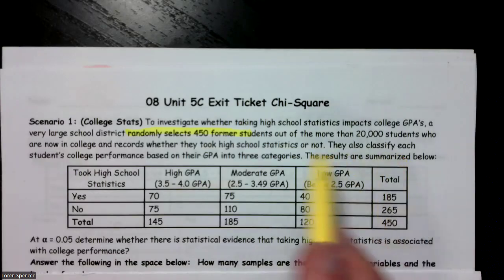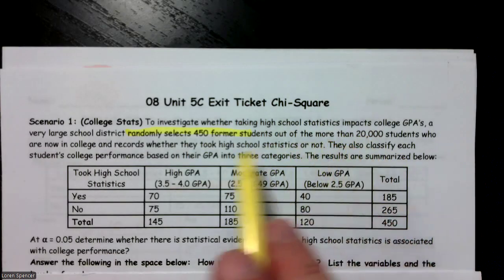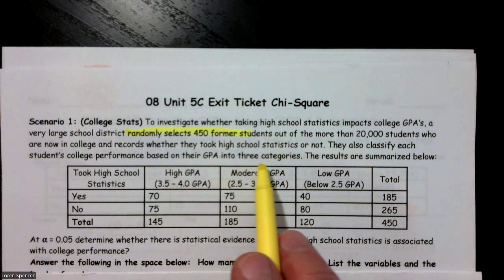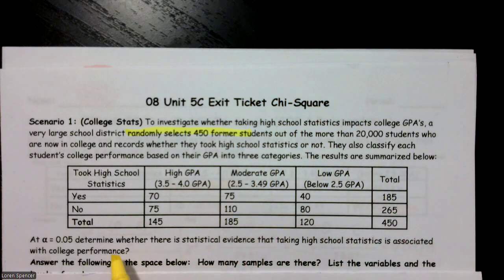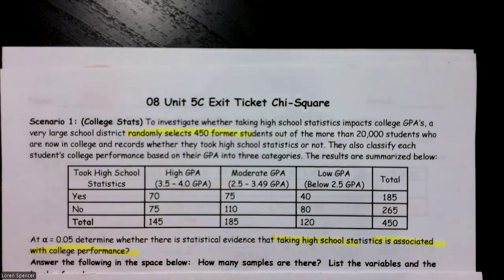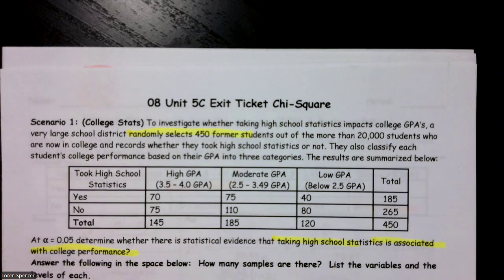They also classify each student's college performance based on their GPA into three categories. Determine whether there's statistical evidence that taking high school stats is associated with college performance. Answer the following in the space below. How many samples? One. All right.